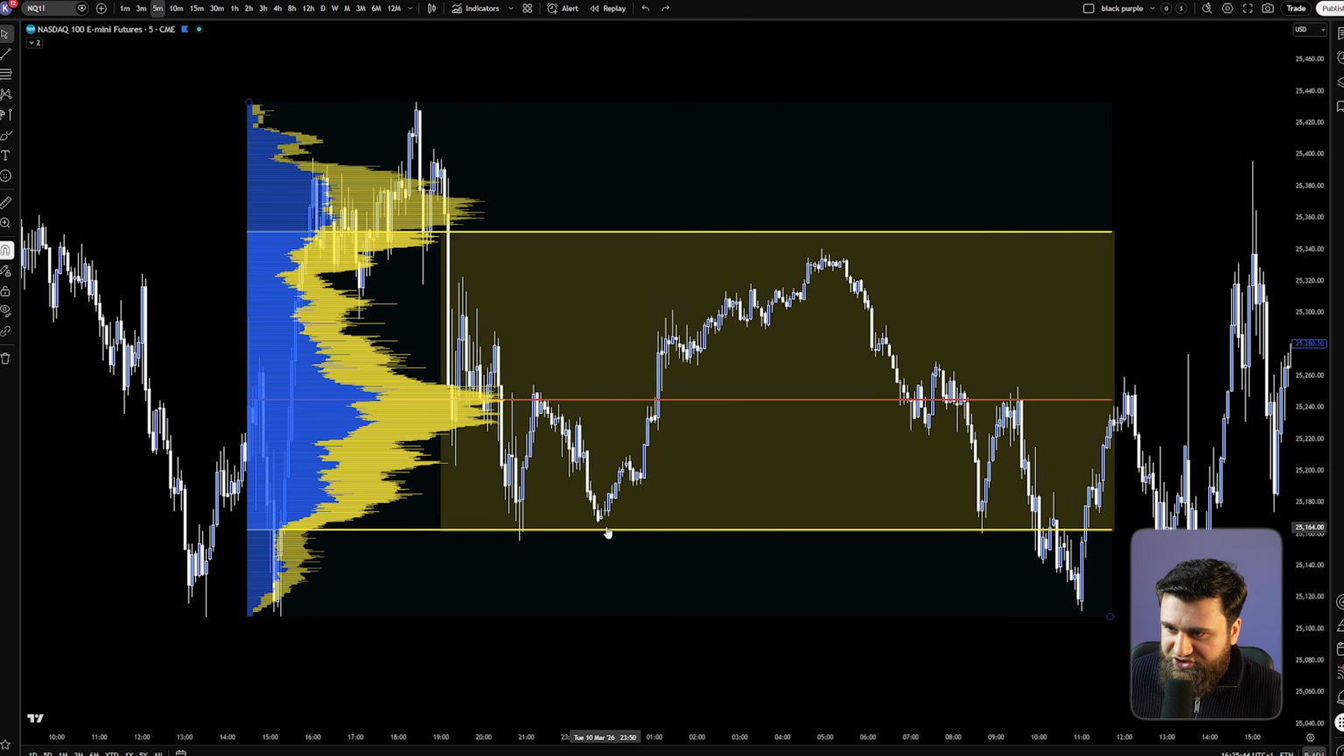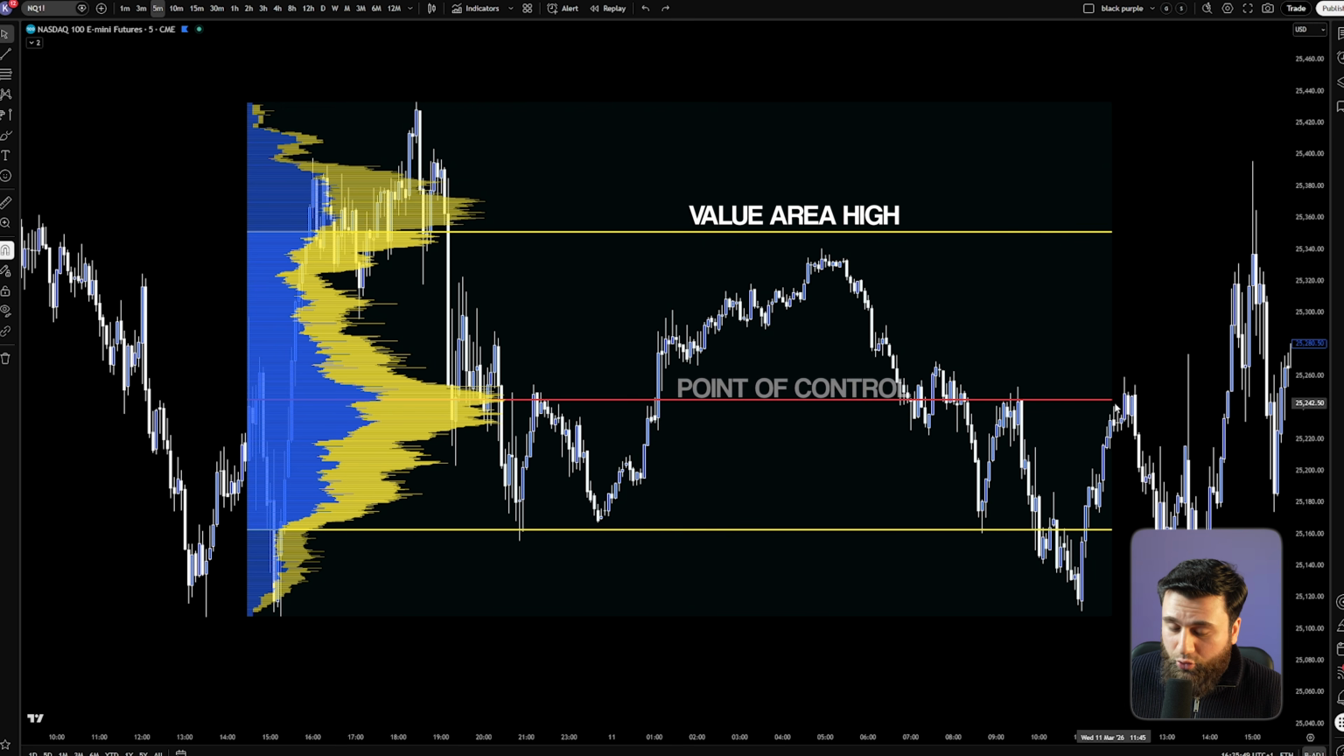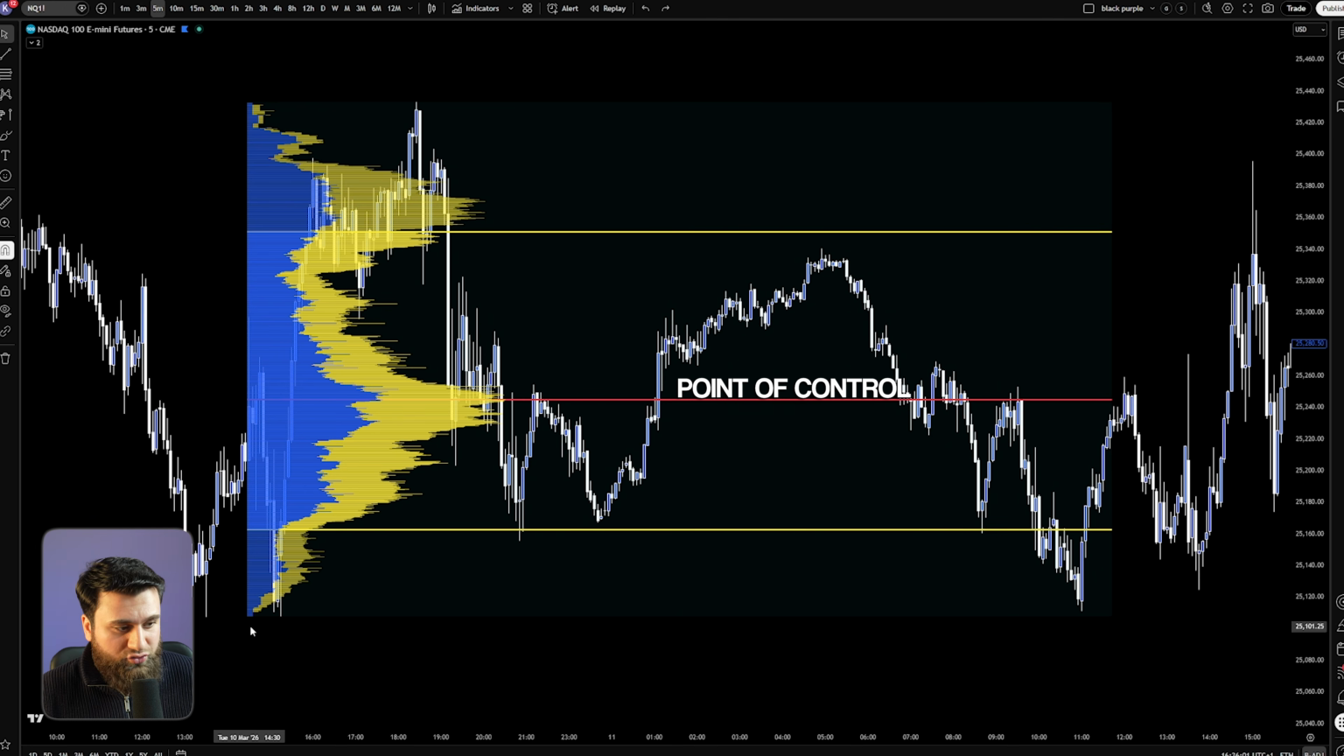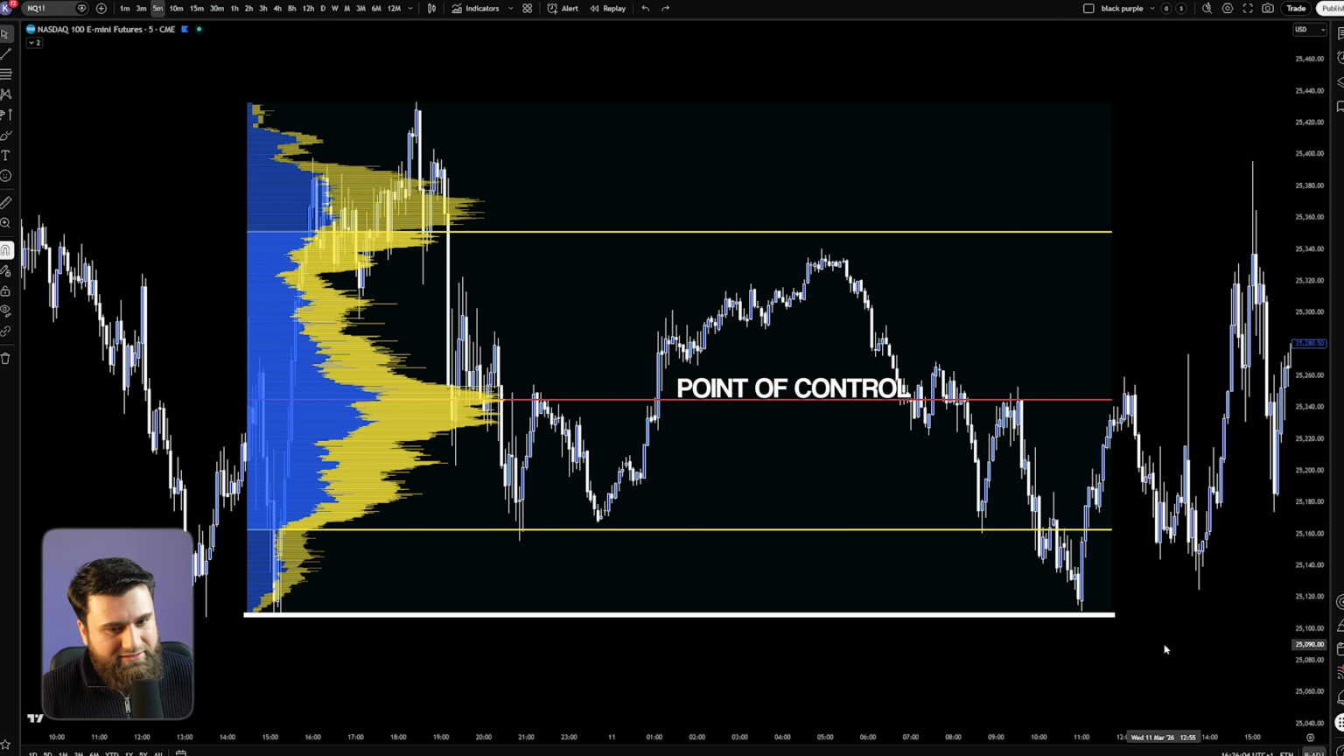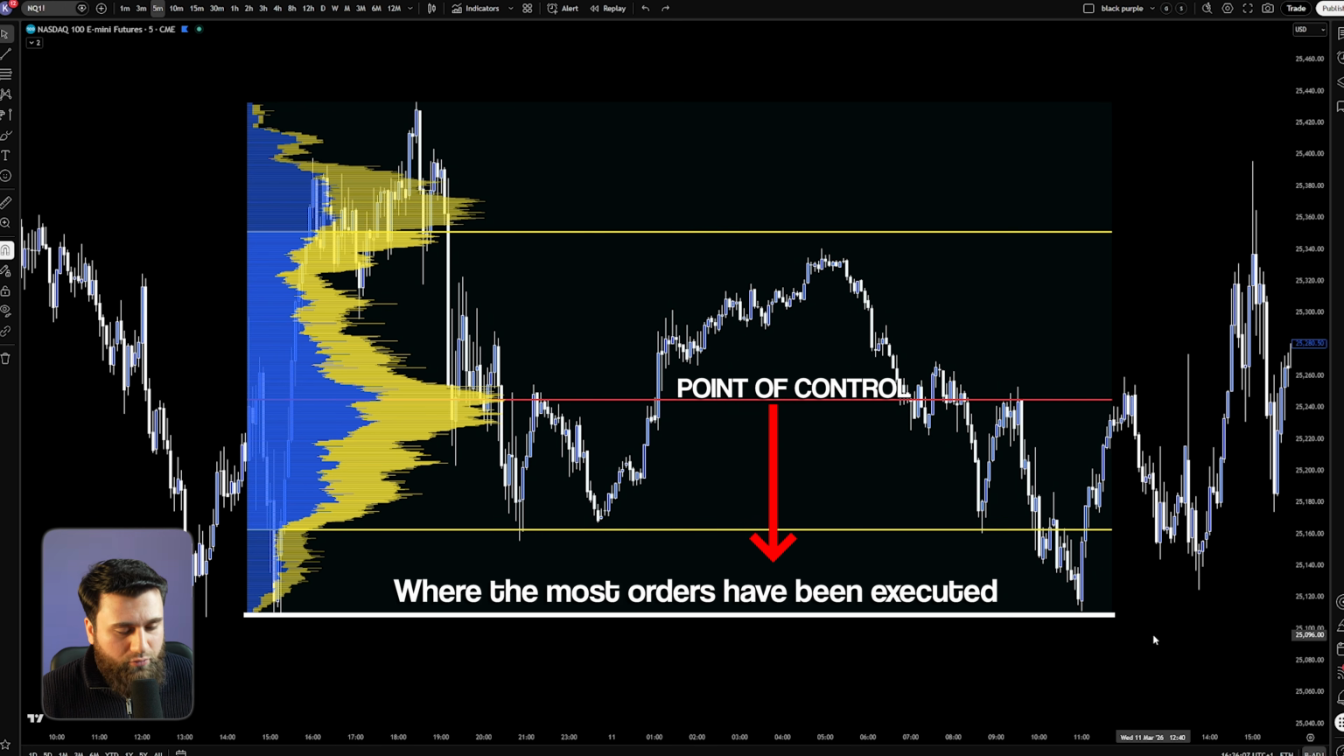So this whole range here is the value area, and this is the value area high. This is the point of control, and this is the value area low. The point of control is where most of the orders got executed in this time frame. So from where you draw the volume profile till the end, the point of control is where the most orders have been executed.